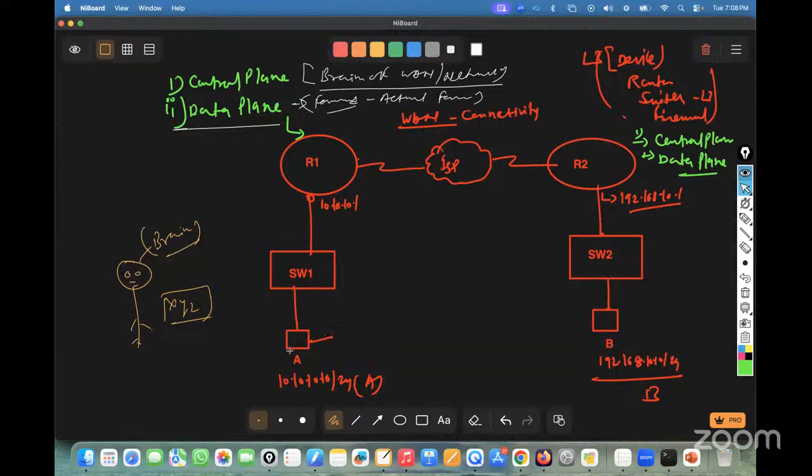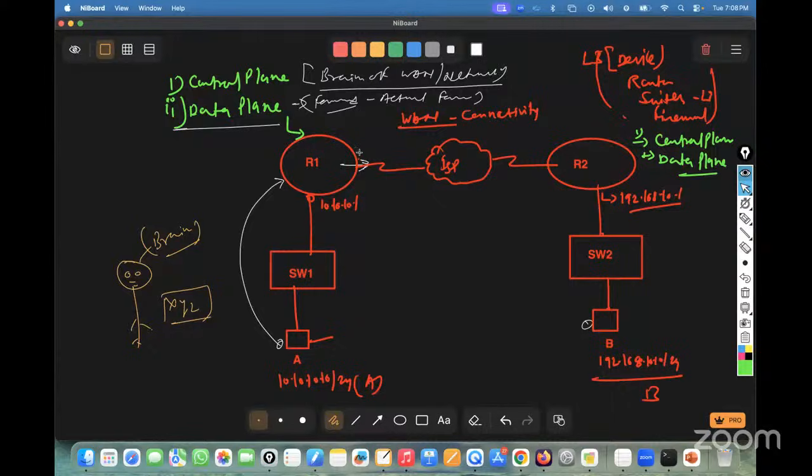So let's suppose this PC wants to talk to this PC. First, it will reach the gateway and it will consult the brain: hey brain, I want to talk. The brain is going to give the instruction, yes, you can forward traffic via this interface. Then your actual data plane is going to carry your traffic.